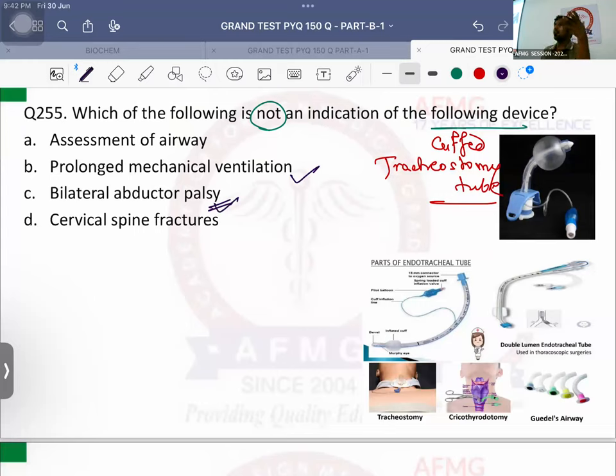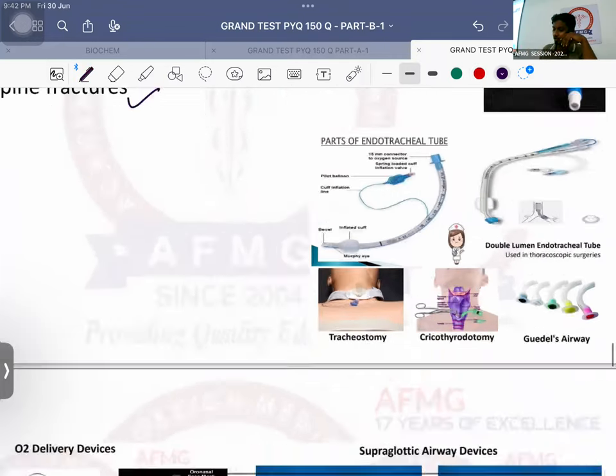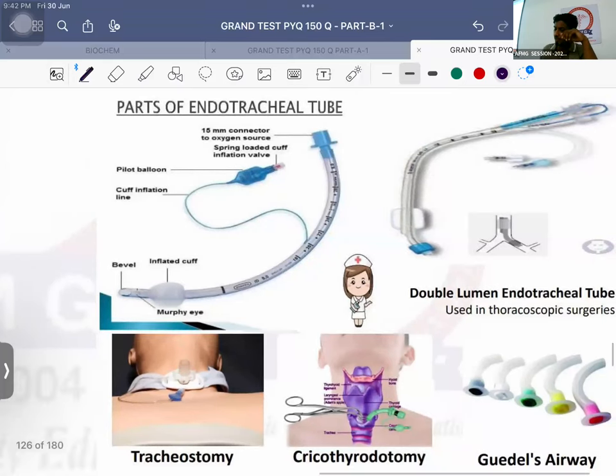Any kind of cervical spine fracture, because if we try to extend the neck during intubation, we'll obligate the patient, it will die. Or any case of short neck, obesity, wherever it is, in that condition, we will perform tracheostomy. But assessment is examination. Tube se tum examine karte ho ke nahi karte ho. So definitely that is not an indication of tracheostomy tube. Okay? So this is your ET tube definitely.